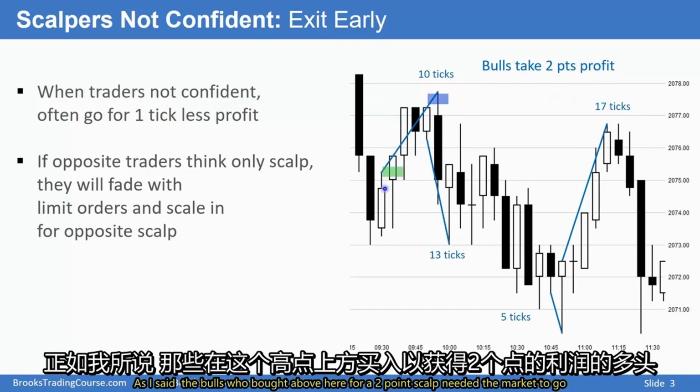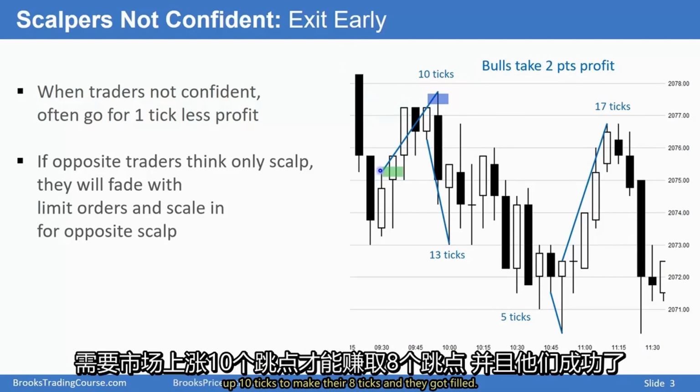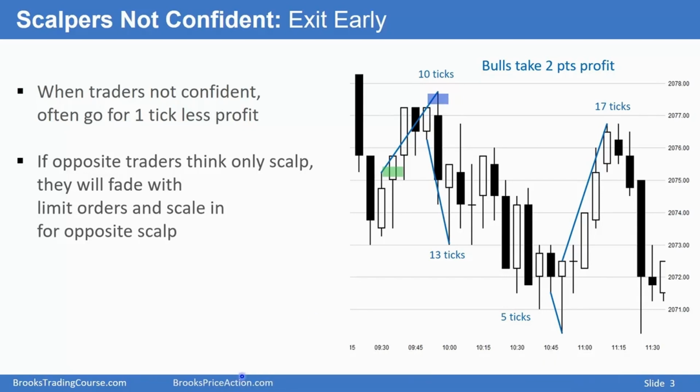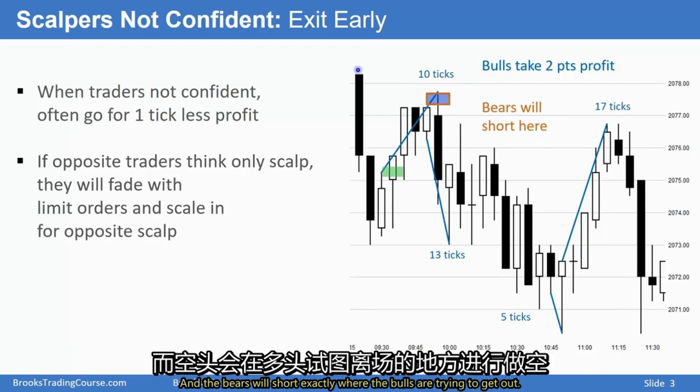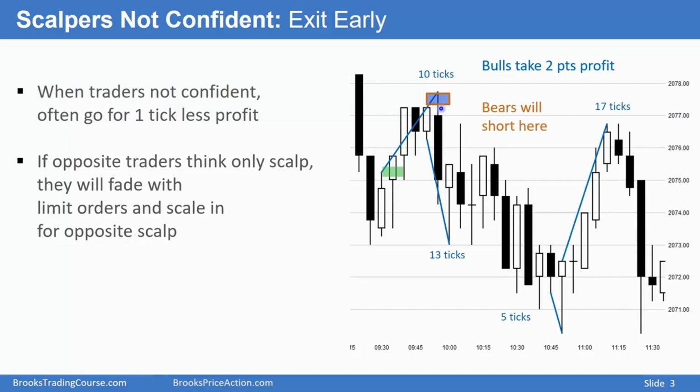As I said, the bulls who bought above here for a 2-point scalp needed the market to go up 10 ticks to make their 8 ticks, and they got filled. They made their money. The bears know bulls will take profits there, especially since it's slightly lower than this high. And the bears will short exactly where the bulls are trying to get out.